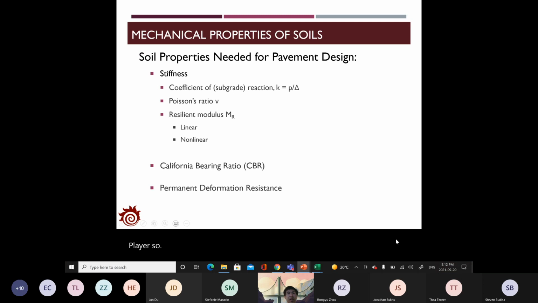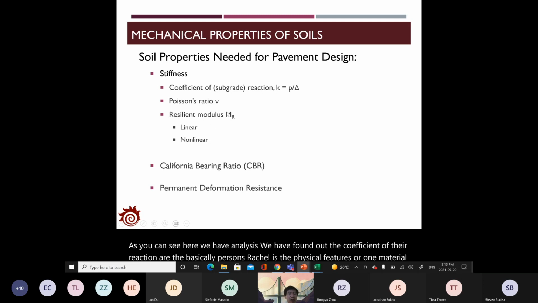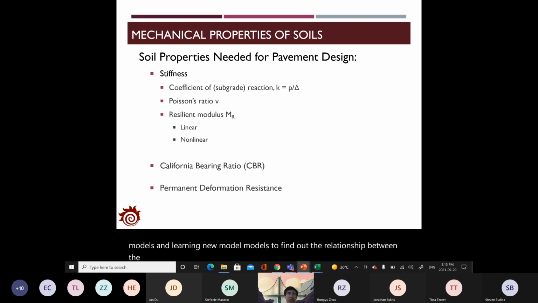As you can see here, we have found out the coefficient of the reaction. Basically, Poisson's ratio is the physical feature of one material. We also have the MR test to find out the resilient modulus. We have linear models and nonlinear models to find out the relationship between the MR and the deviator stress and the bulk stress. And the next feature we want to measure is the California bearing ratio, the CBR.